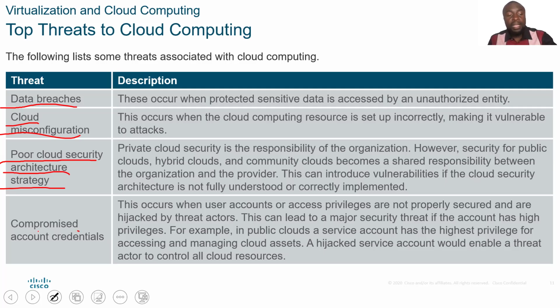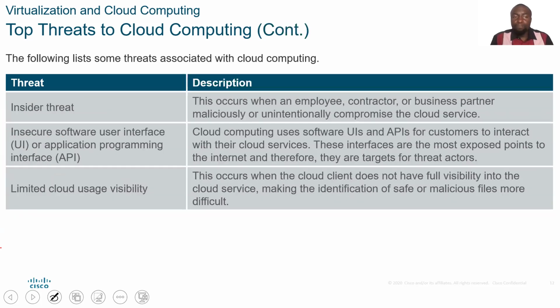Another one is compromised account credentials. This usually occurs when user accounts or access privileges are not properly secured and are hijacked by threat actors. This can lead to a major security threat if the account has high privileges, for example a super user account or administrator account. In public clouds, a service account has the highest privilege of accessing and managing cloud access. So a hijacked service account will enable the threat actor to control all the cloud resources that are there.